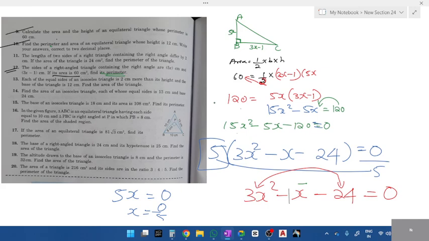Draw a right angle triangle. Write the two sides 5x, 3x minus 1.